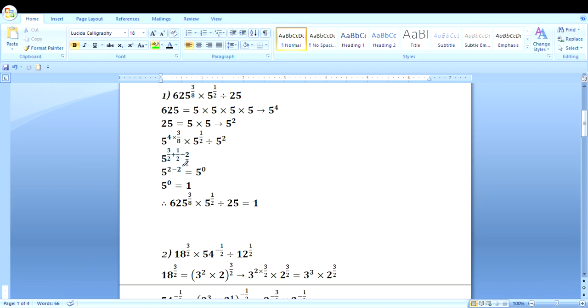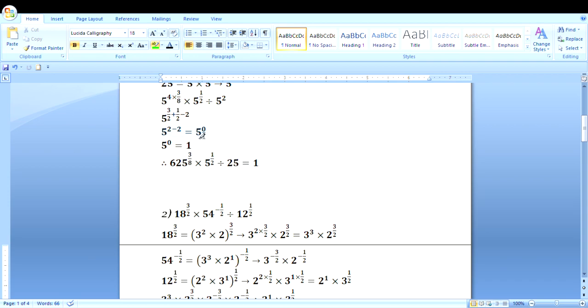All you need to do is just to add the numerators and divide by 2. So 3 plus 1 is 4. 4 divide 2 is 2. So this becomes 5 raised to power 2 minus 2. It becomes 5 raised to power 0. Okay, and recall that in indices, any base raised to the power of 0 is equal to 1.